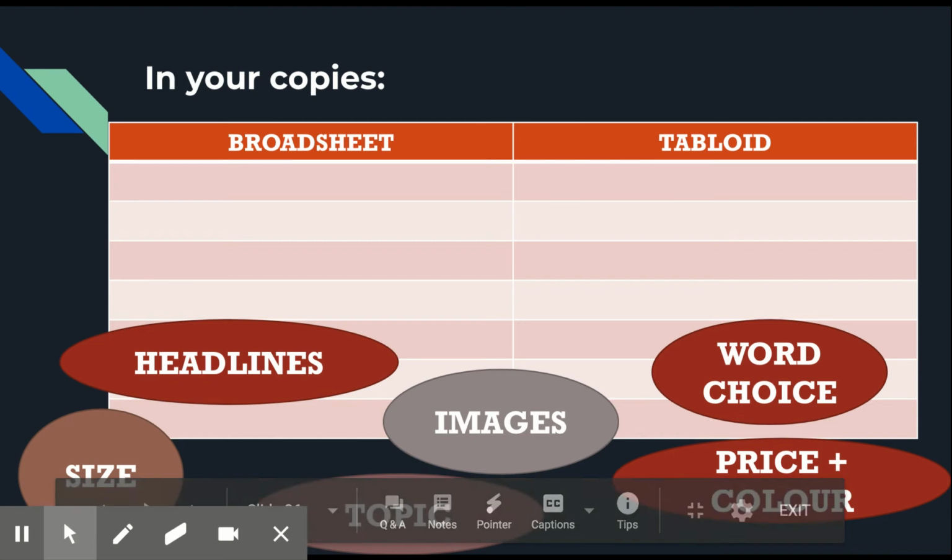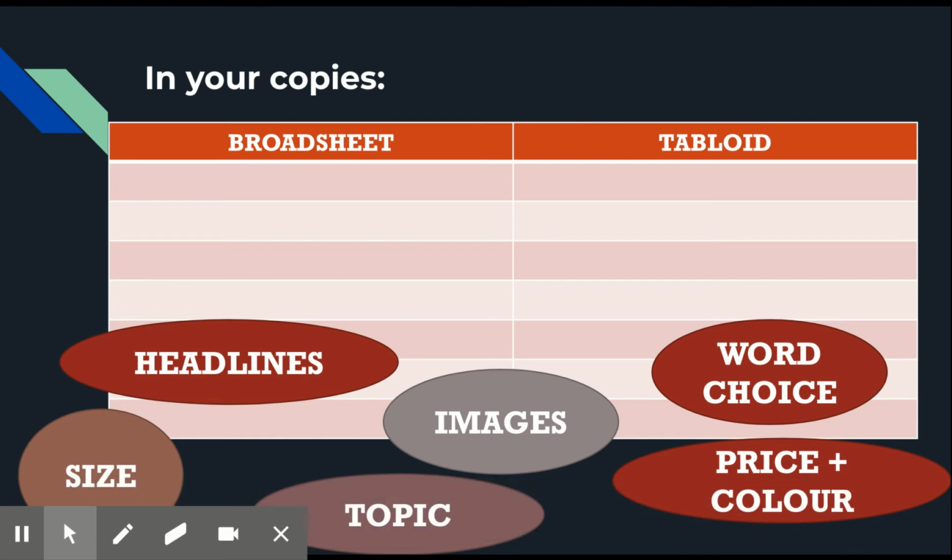I also want you to write down this chart, right? So you're going to need to write some notes about what a broadsheet is all about. What are some of the characteristics of a broadsheet? What are characteristics of a tabloid? And these are kind of your buzzwords for this today, right?